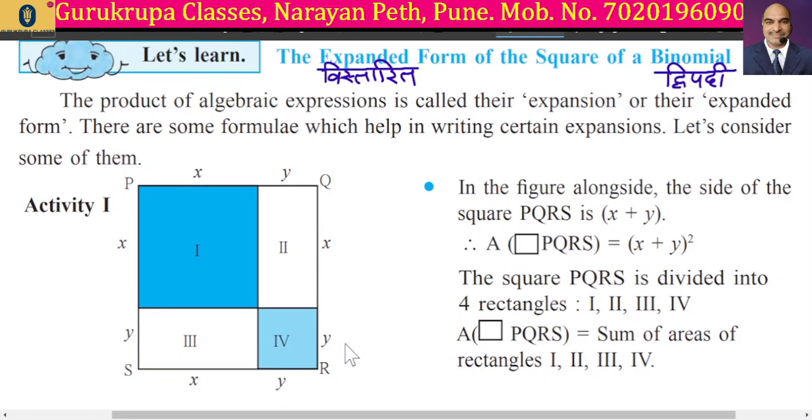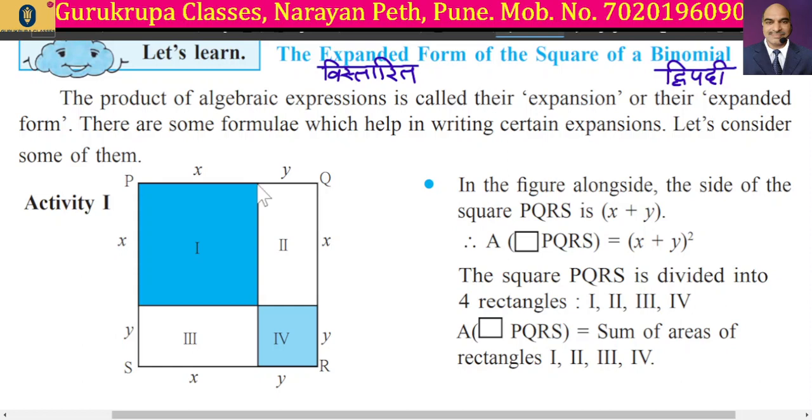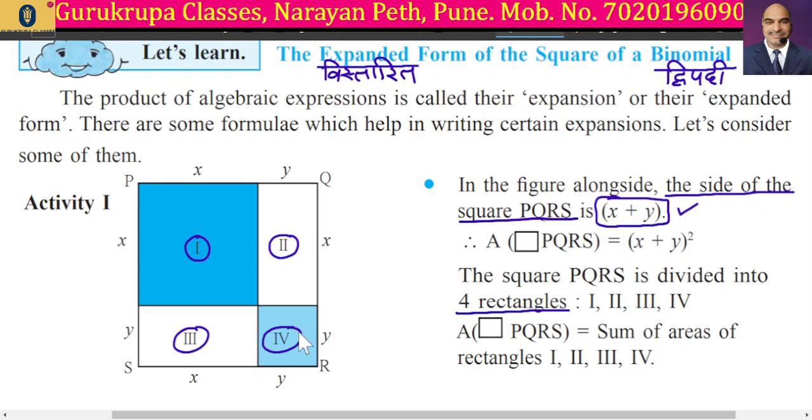So here we have a square having sides. The side of the square PQRS, we take that side x plus y. Okay, so all the sides are x plus y. Now we divide this square PQRS into four parts. We got four parts here: part 1, part 2, part 3 and part 4.